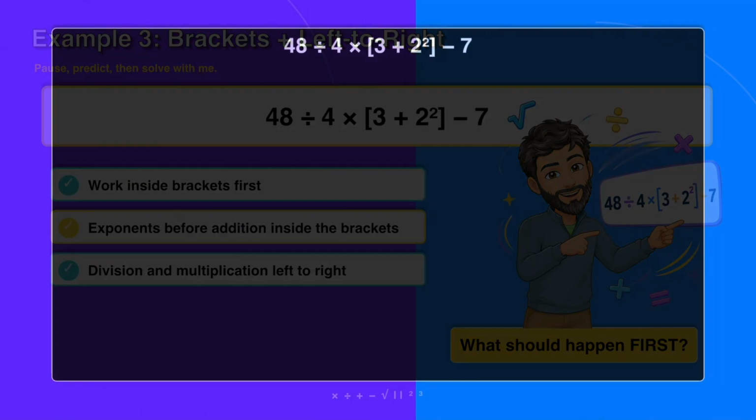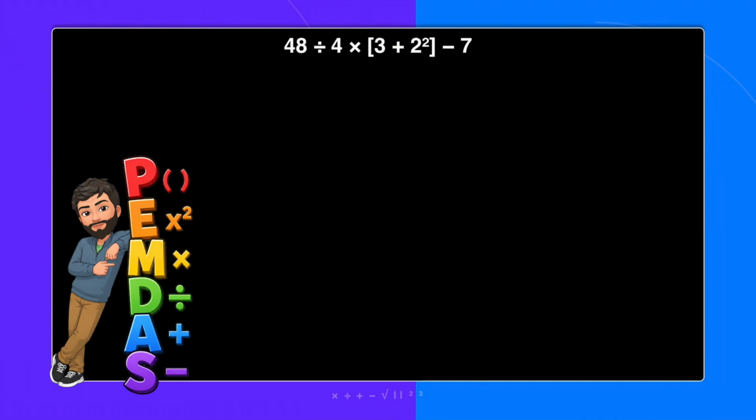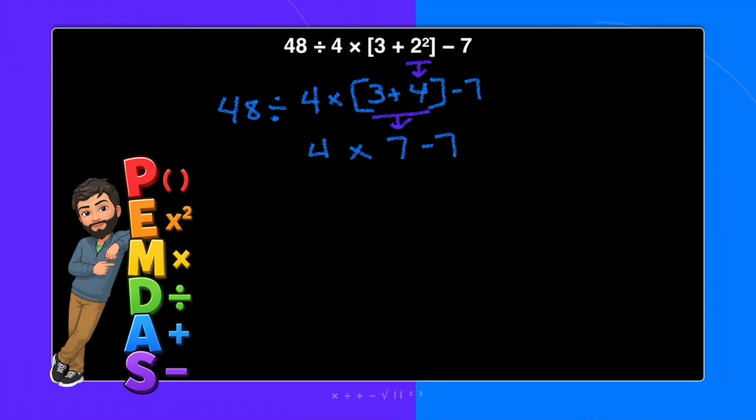So let's start off with the brackets. We need to do 2 squared inside the brackets first, because exponents come before the addition. So 2 squared is 4. We'll bring everything else down. We have 3 plus 4 inside the brackets, 48 divided by 4 on the outside, and we have the minus 7. Now we're going to do 3 plus 4 inside the brackets. 3 plus 4 is going to get us 7. Bring everything else down. So we'll have 48 divided by 4 times 7 minus 7.